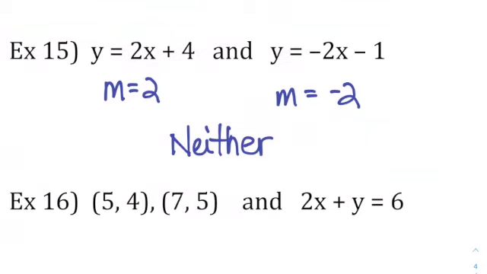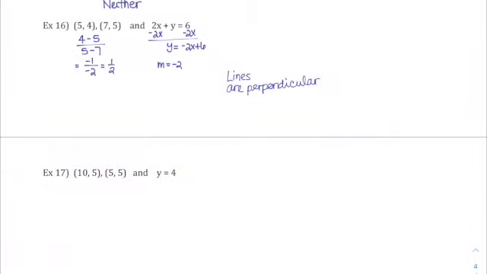Example 15: the slope is 2 for one line, and the slope is equal to negative 2 for the other line. Therefore, it's neither. Can you tell me why? The reason is that even though they are opposite, they are not reciprocal. Hope you get the same idea as I do. The next one is a little bit trickier, so let's take a look.